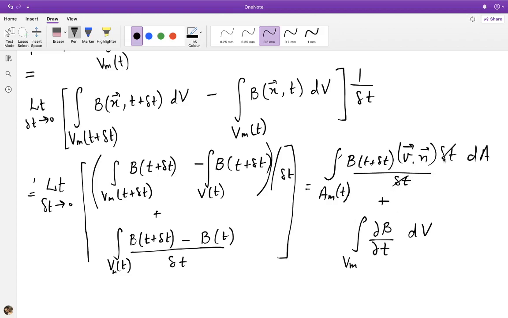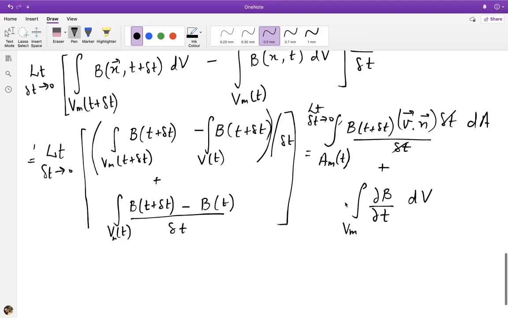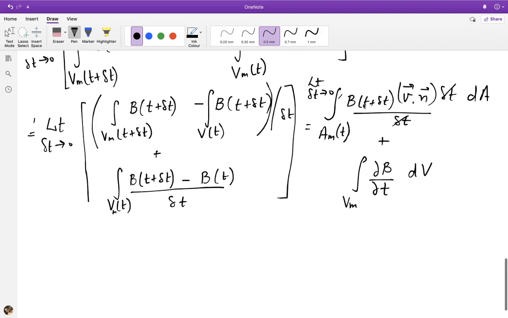So these delta t's cancel, and then I can apply the limit delta t going to 0 here. The limit delta t going to 0, now that the delta t's have cancelled, is quite simple, and it's simply the area integral of b times v dot n.